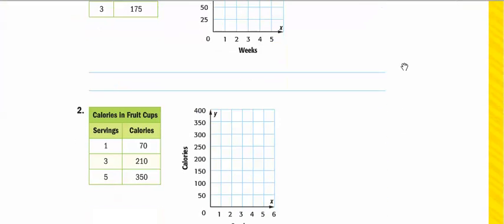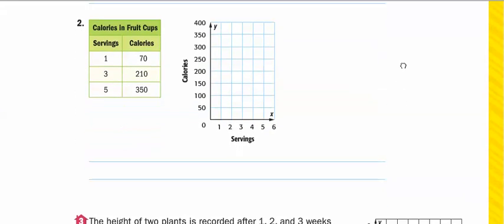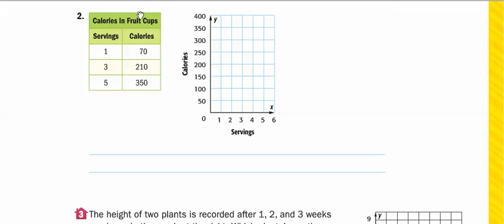Now let's go to number 2. We've got the same situation. We've got calories in fruit cups. 1 serving is 70 calories, 3 servings is 210 calories, and 5 servings is 350 calories. So we can go ahead and plot these.